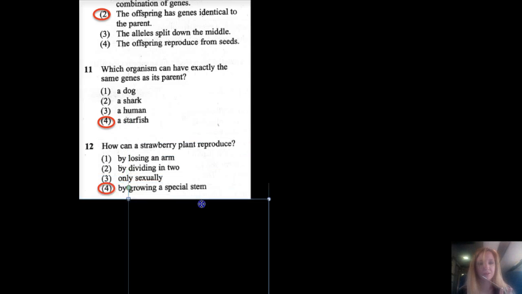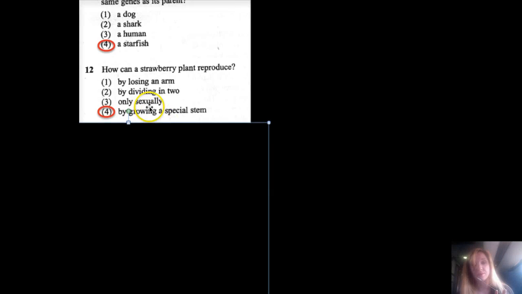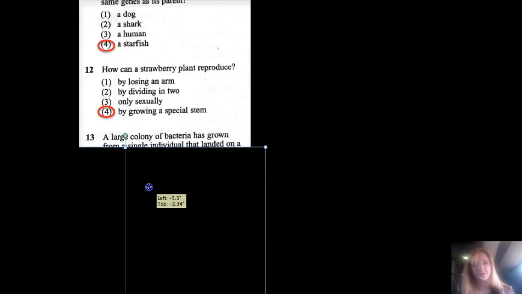How can a strawberry plant reproduce? By losing an arm? Strawberry plants don't have an arm. Dividing into 2? Pretty sure if I divide a strawberry plant in 2, it's just going to die. Only sexually? It can reproduce sexually, but it can also reproduce asexually and grow that special stem called a runner. So even though it can reproduce sexually, it's not only sexually. So 4, it can grow a special stem.